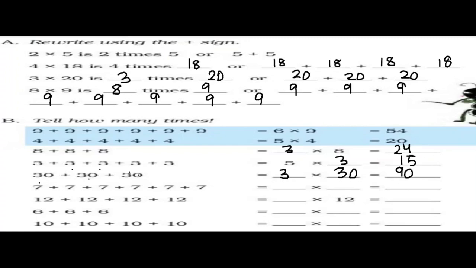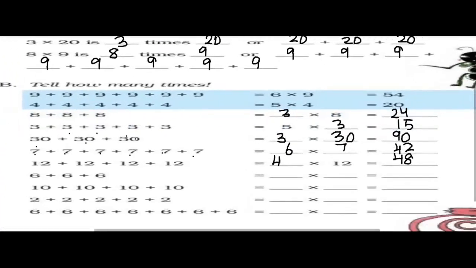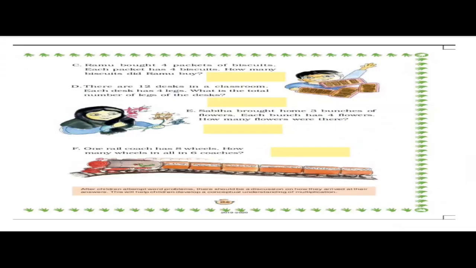Next, how many 7s are there? 1, 2, 3, 4, 5, 6 times 7. So 6 into 7. 6 7s are 42. So 4 12s are there. So 4 into 12 is 48. Yes. Next, this last 4 you will do it yourself. It is very easy, children. We have already completed multiplication. We have even done division now also. Yes, so this is easier for you.